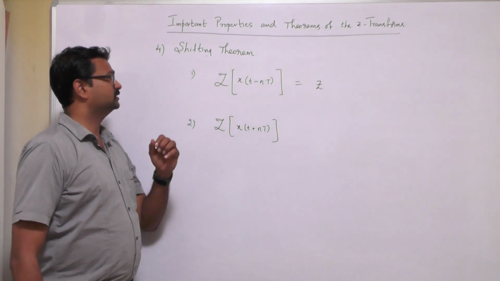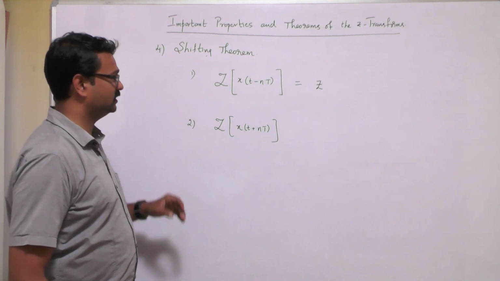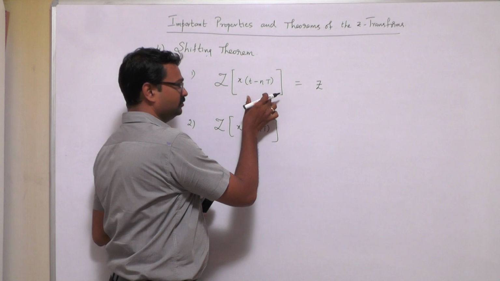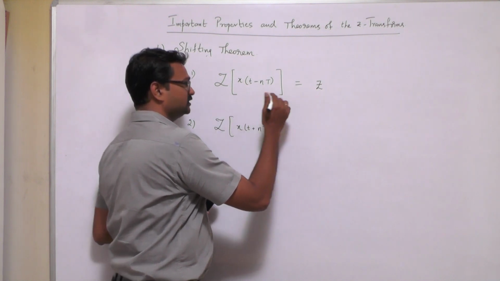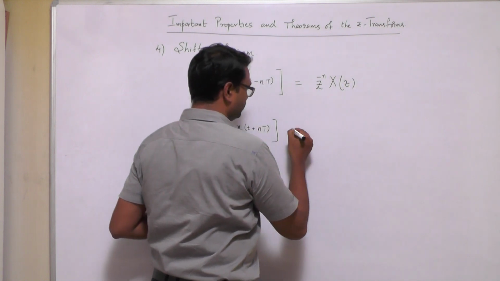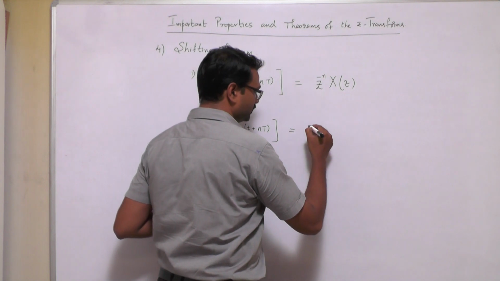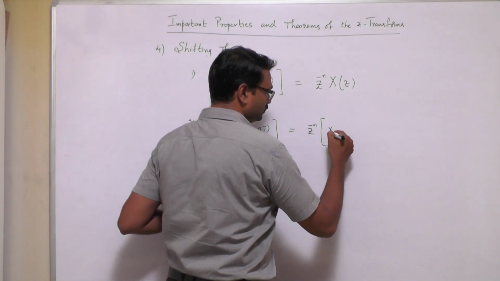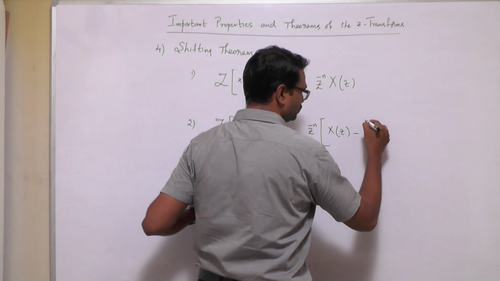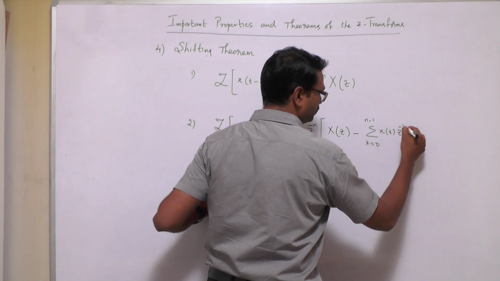Now we are going to discuss the shifting theorem, where you have time delay and time advance functions. The z transform of x of t minus nT, which is a time delayed function, is given by z power minus n X of z, and the z transform of x of t plus nT is z power minus n into X of z minus sigma k is from 0 to n minus 1 x of kT z power minus k.